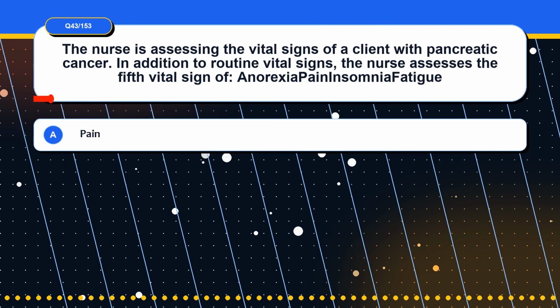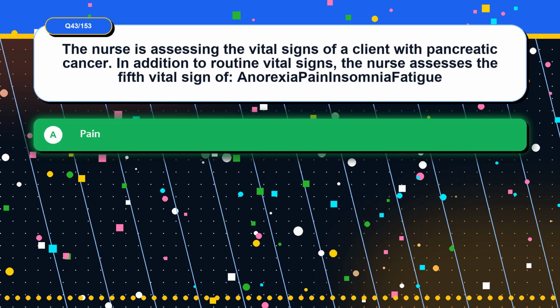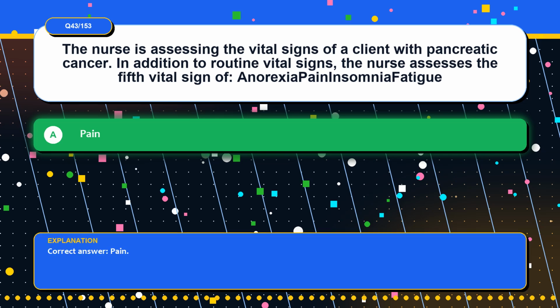Question 43. The nurse is assessing the vital signs of a client with pancreatic cancer. In addition to routine vital signs, the nurse assesses the fifth vital sign of anorexia, pain, insomnia, fatigue. Here are the options. Option A, pain. The correct answer is option A. Pain. Correct answer.